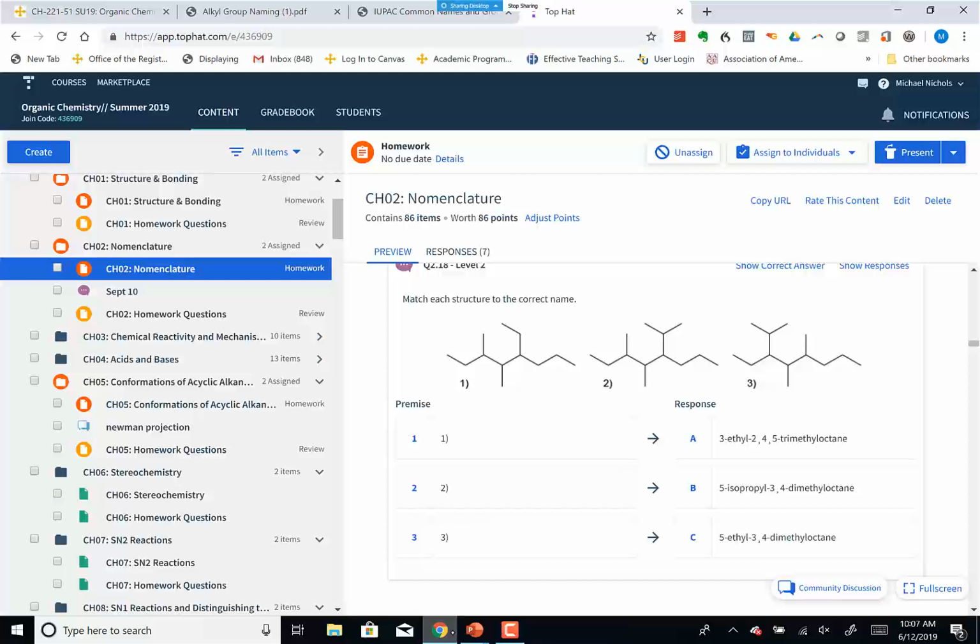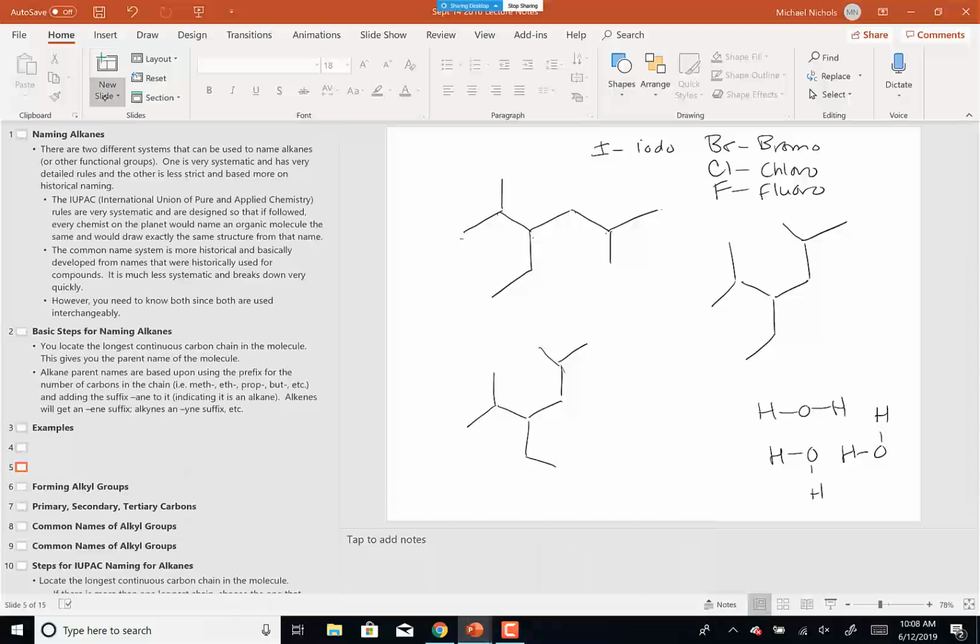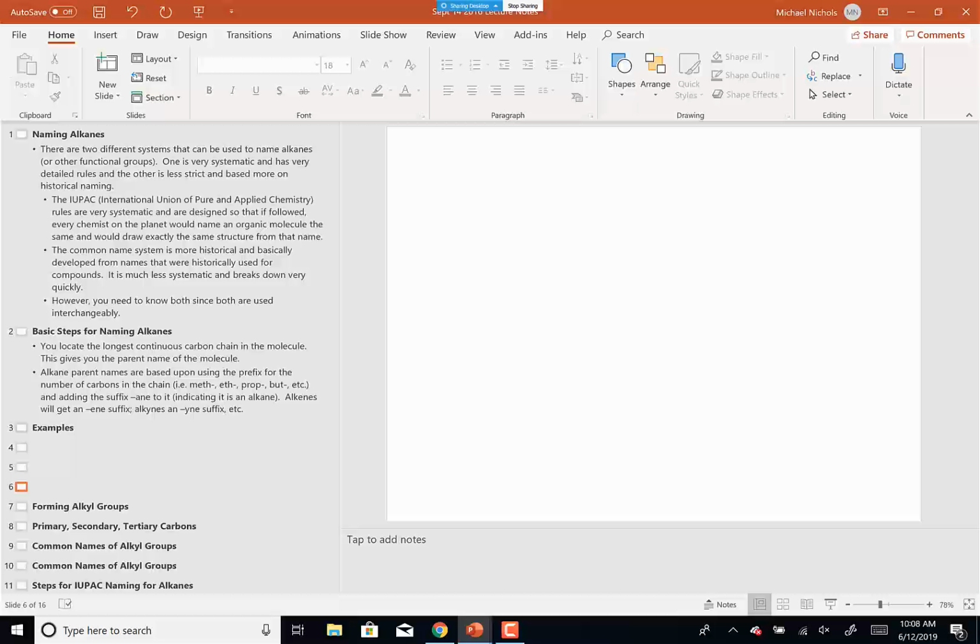If you were doing this as a multiple choice test, you just have to figure out whether the isopropyl group is part of the longest chain or not. For that one, what's the longest chain? Going all the way across, left to right? Yeah. How many carbons? Eight. Do we agree?